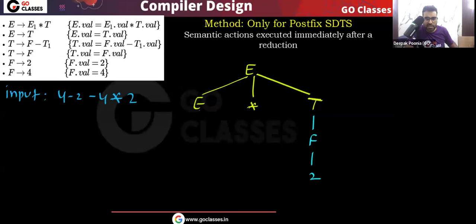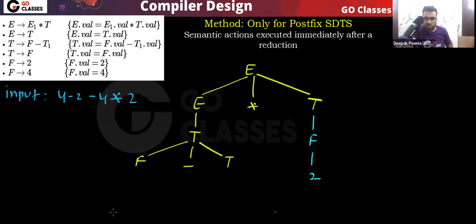So you can see this E will go to T, because I don't want another star. Now this T will go to F minus T. So I got one minus, I want another minus.